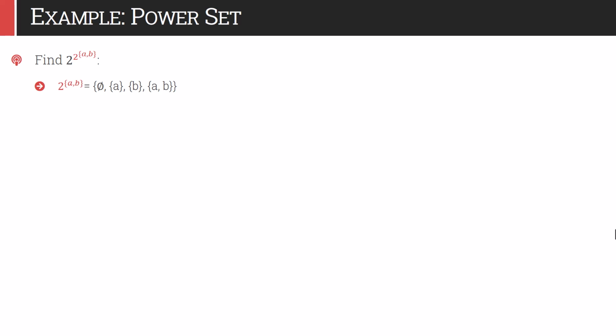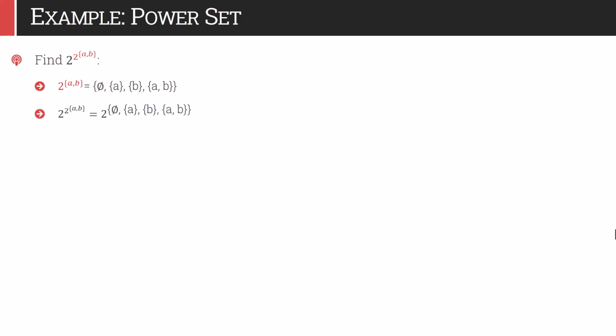Then we will add subsets of size 1 from the original set. So we have set A and set B as subsets of size 1. Now we will add subset of size 2. So that is the set itself, because it is having only 2 elements. So we are going to add the fourth element as A comma B. So now there are 4 elements in this set.